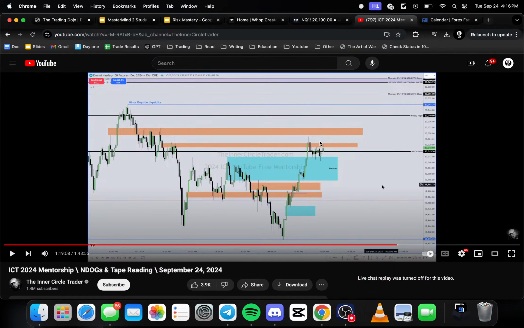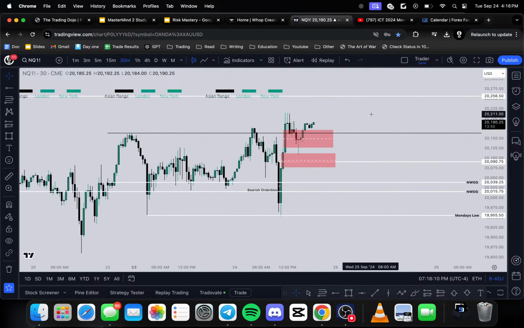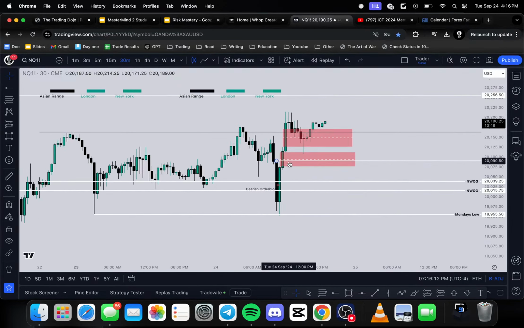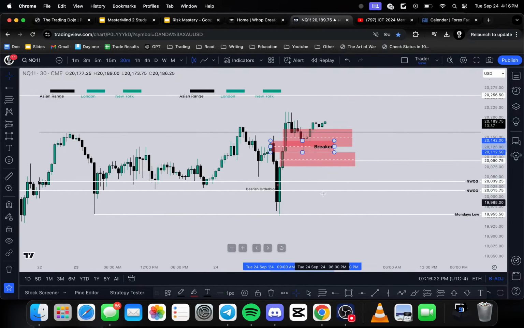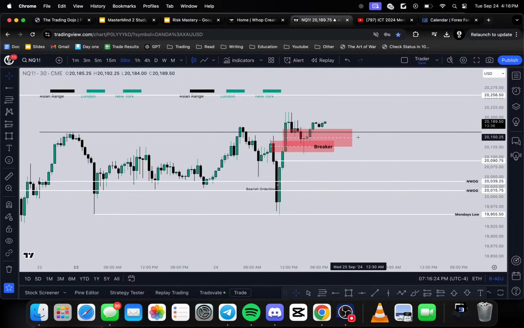Lower low, higher high. That's a breaker block. And he marked out the highest bullish candle right here. So that's a breaker block. Just like this. Lower low, higher high. The highest bullish candle right here. He marks out the body and the wick. Breaker. Look, getting rid of everything else.